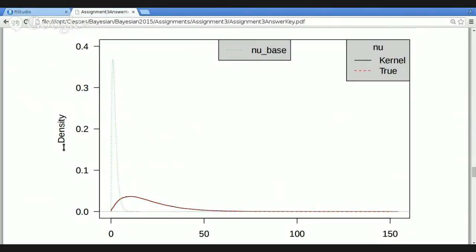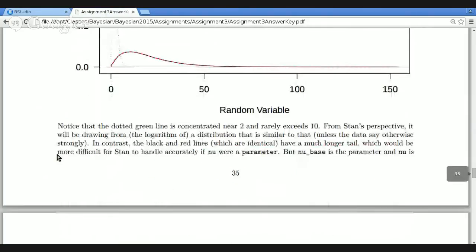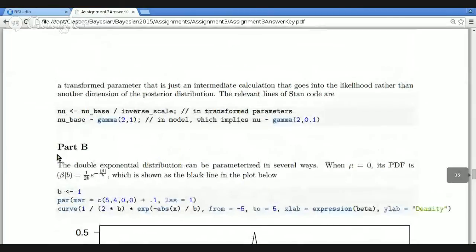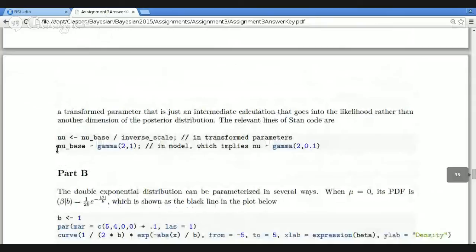So starting to get a little short on time, so I'll run through the rest of this kind of quickly. So these are the relevant lines of the Stan code to see how that would work.